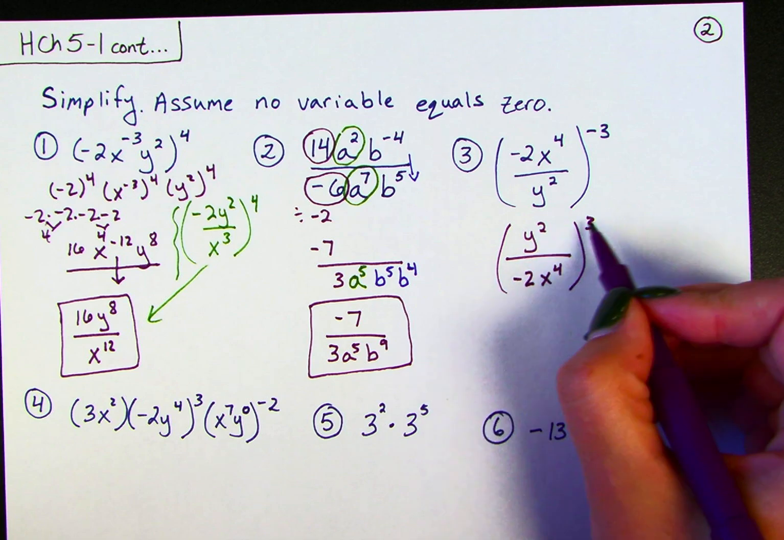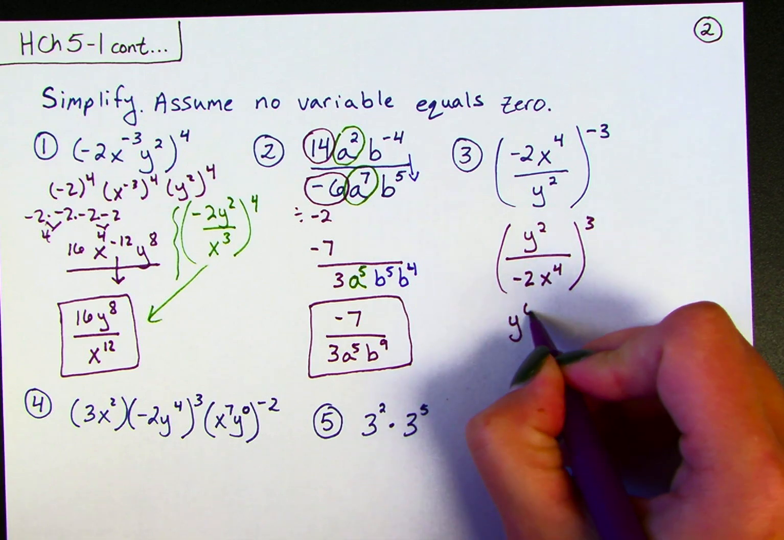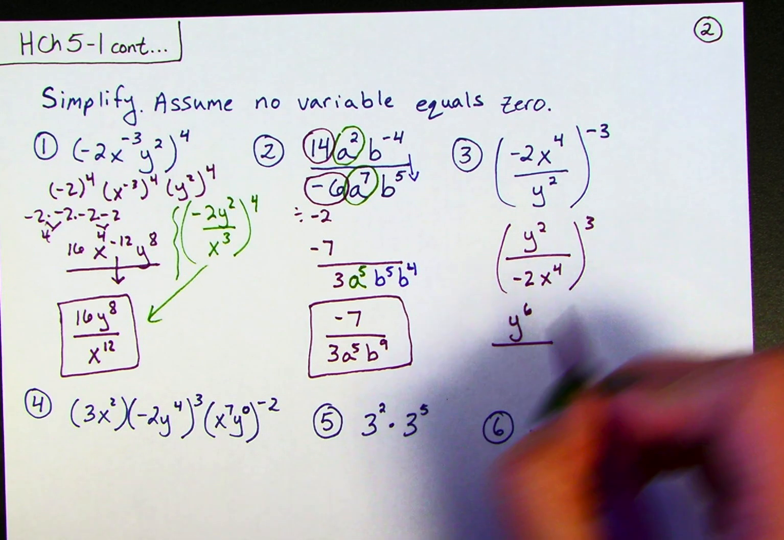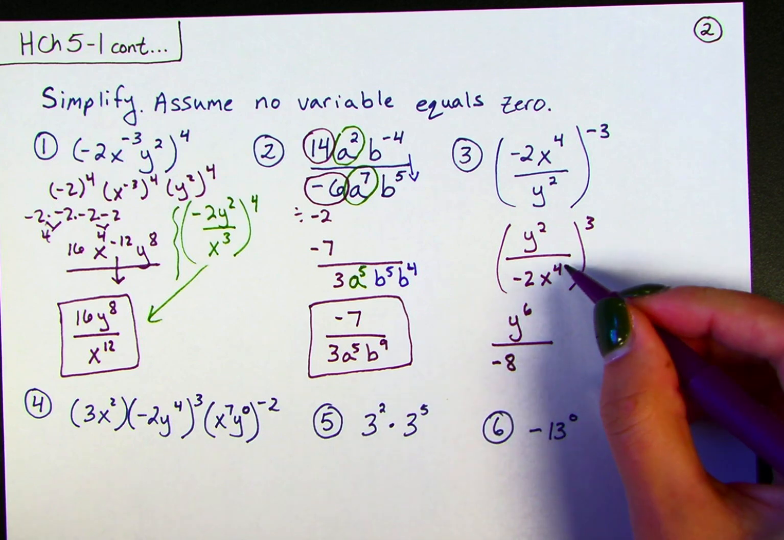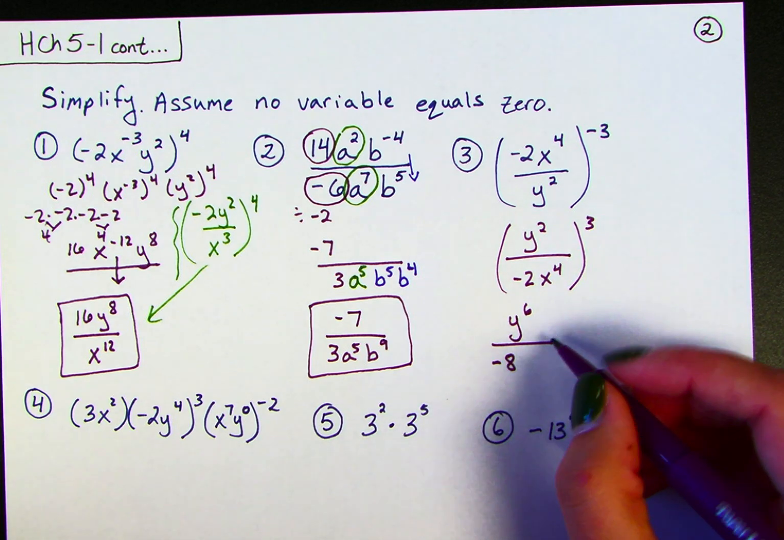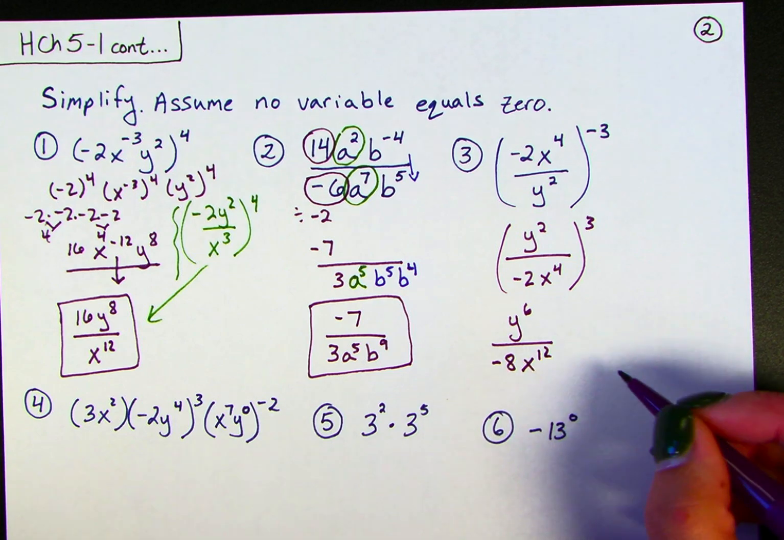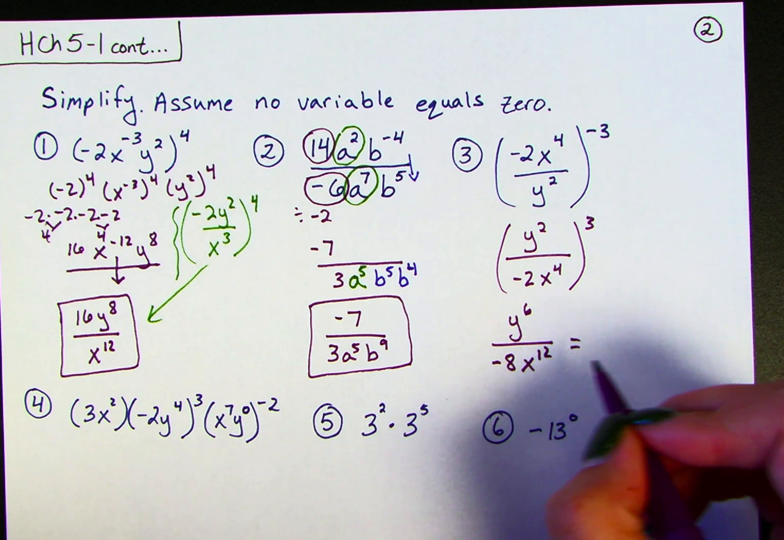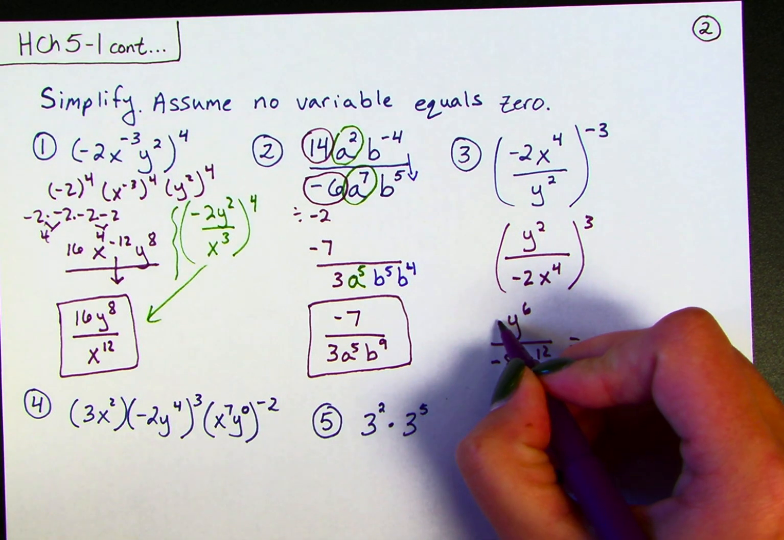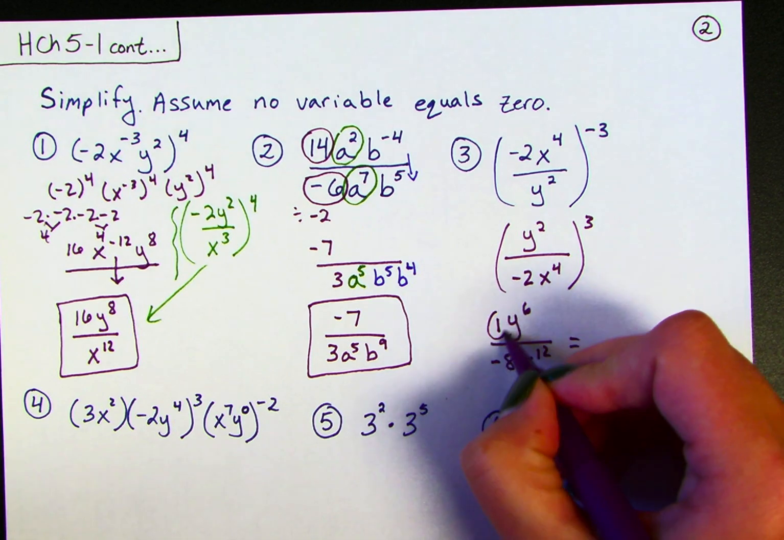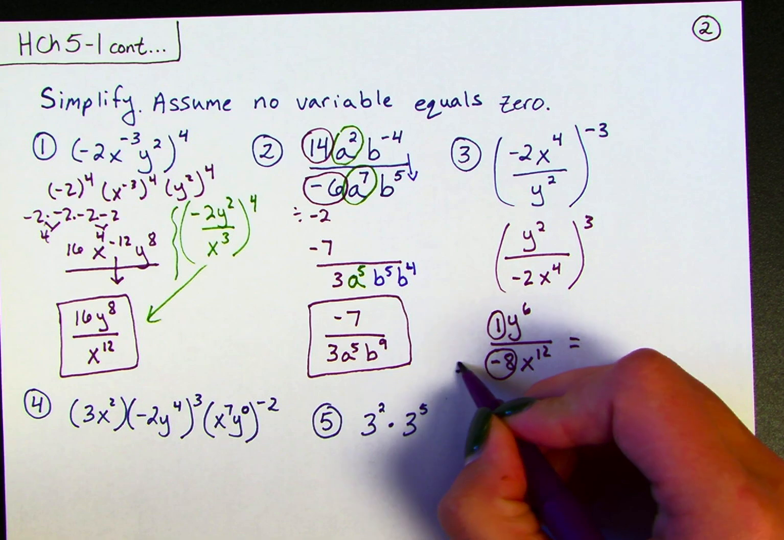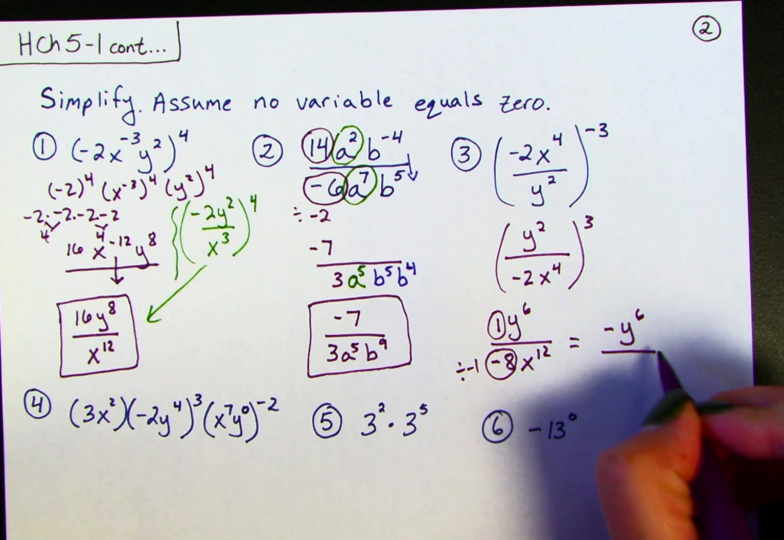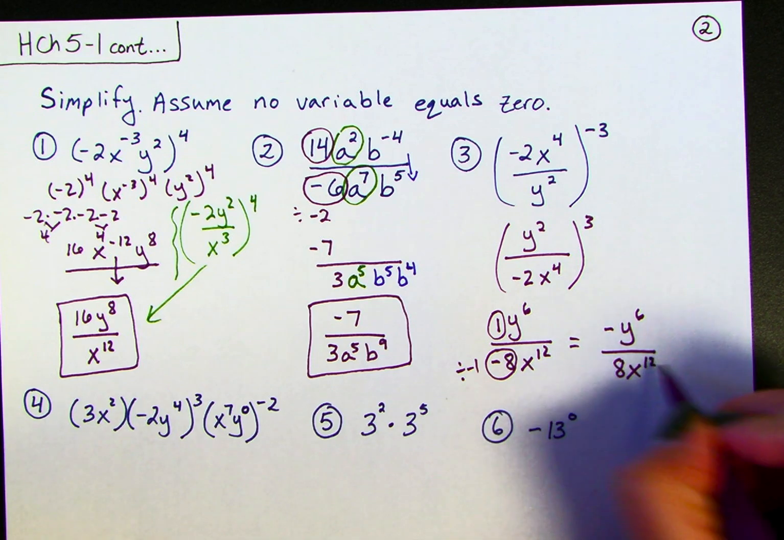So power to a power, we're multiplying. So this will be y to the 6th, and then when I take negative 2 times itself 3 times, that will be negative 8, and then 4 times 3 is 12, so x to the 12. Okay. And then I shouldn't have a negative down in my denominator, so I'm just going to simplify that up to the numerator. So what's happening is that we're assuming that the top is a 1, so we're taking that 1 and that negative 8, and we're dividing each of them by negative 1. So this will be a negative y to the 6th over positive 8 x to the 12th as our final answer.